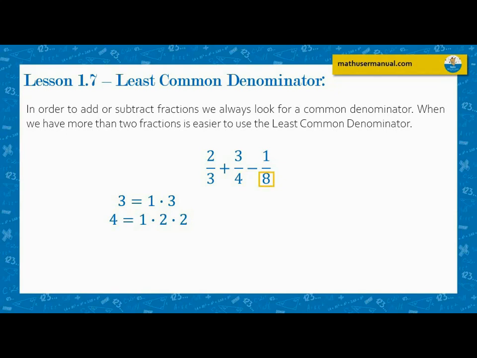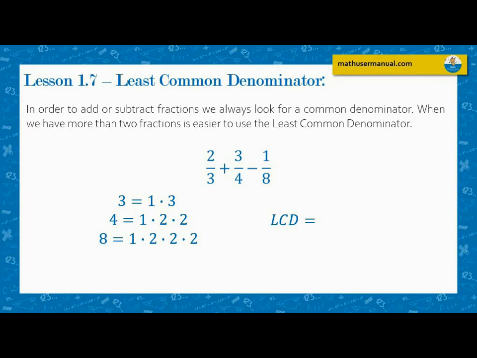And then we take care of the 8. So what is the prime factorization of 8? 1 times 2 is 2, times 2 is 4, times 2 is 8. So first we take the prime factorization of all of our denominators. The next step is to, well, actually do the least common denominator. To find the least common denominator, we're going to make a combination of all of these numbers. But which numbers do we pick?